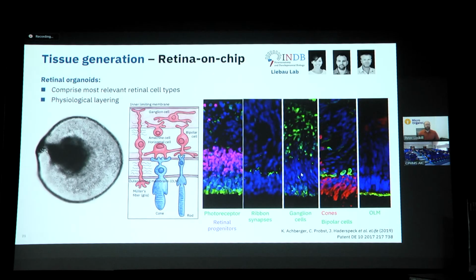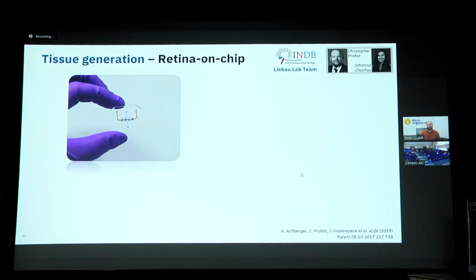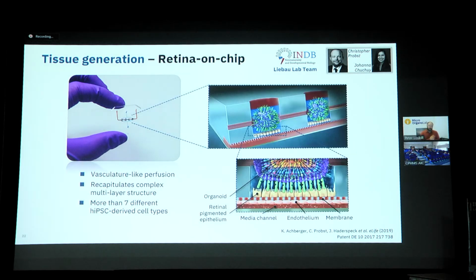So what we decided, we're going to combine retinal organoids, which comprise already most of these retinal cell types, and have already a very physiological layering. However, we are missing two important factors, and one is the perfusion, and the other one is the retinal pigment epithelium. So what we then did, we added these organoids into a platform, which we call the retina-on-a-chip platform, and this platform has 4 microwells.